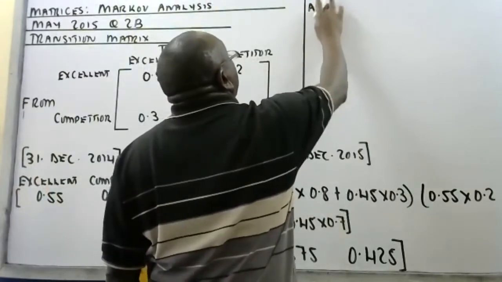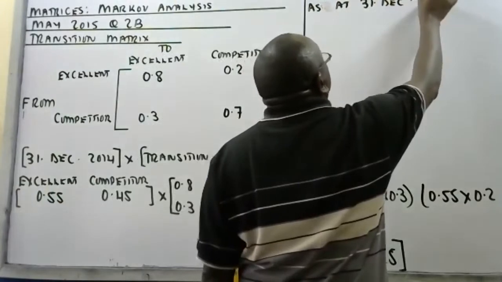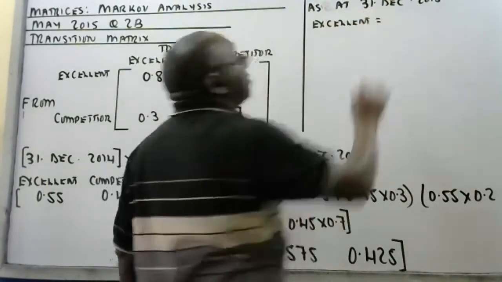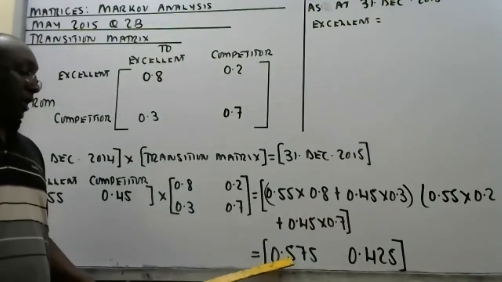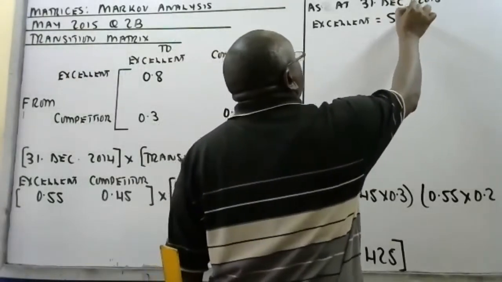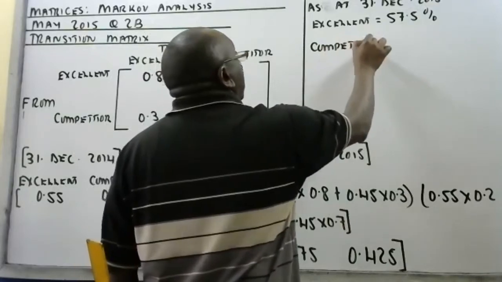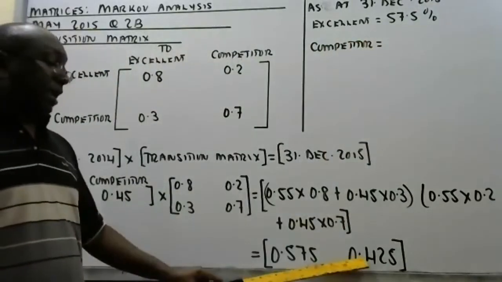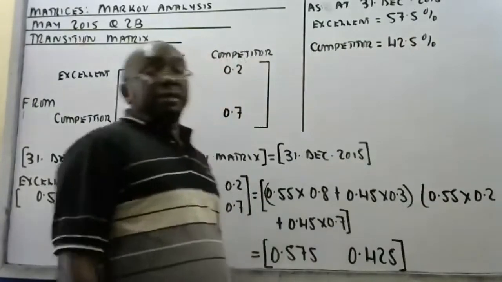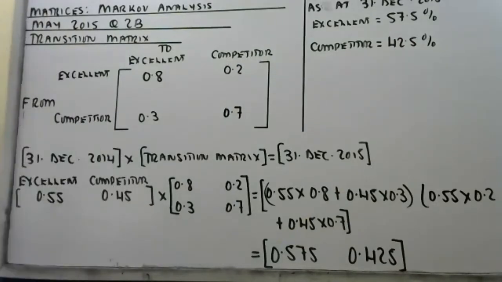as at the 1st of December 2015, Excellent will have this one. Now you express it as a percent, so it's going to be 57.5%, and the competitor, you express this as a percent, it will be 42.5%. So those are the answers to Roman 2.